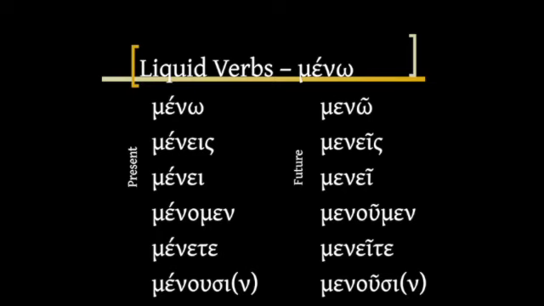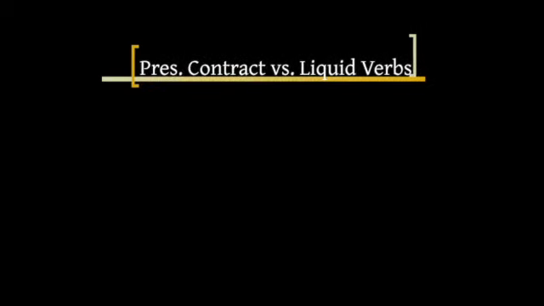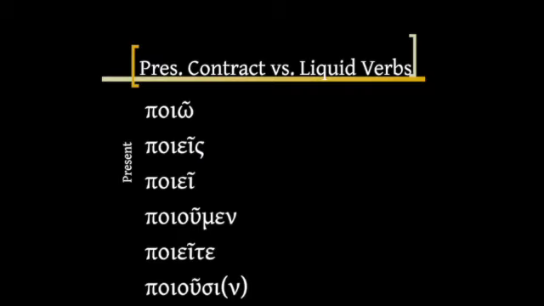Minnow, minnace, minne, minumen, minete, minusin is the future form. So not a lot of difference there. The other issue that we have to think about with liquid verbs are present contracts, because with present contract verbs, we get the circumflex, which tells us that we're dealing with a contract. So here's poieo, which is I do or I make.